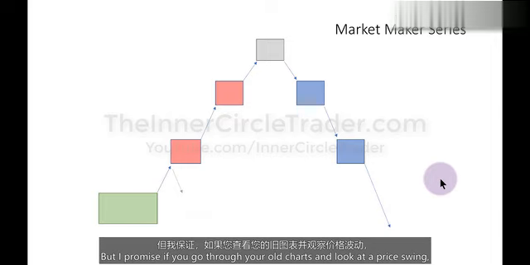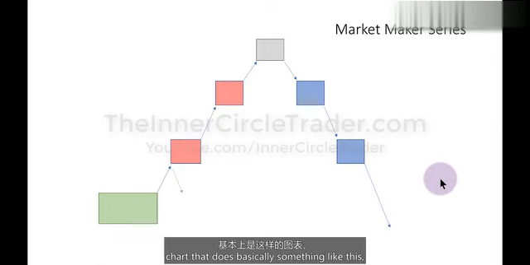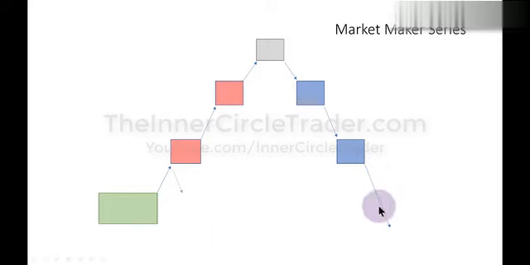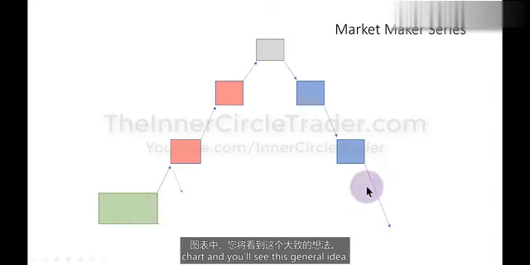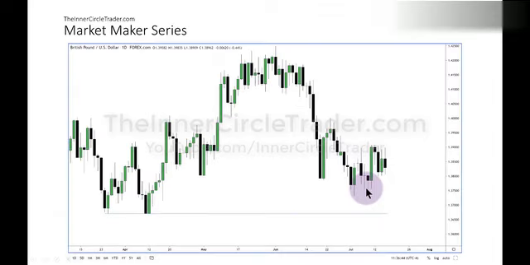But I promise, if you go through your old charts and look at a price swing, say on a 4-hour chart that does basically something like this, and then you study it from a 15 or 5-minute chart, you'll see this general idea. All right, so let's go over to the British pound.